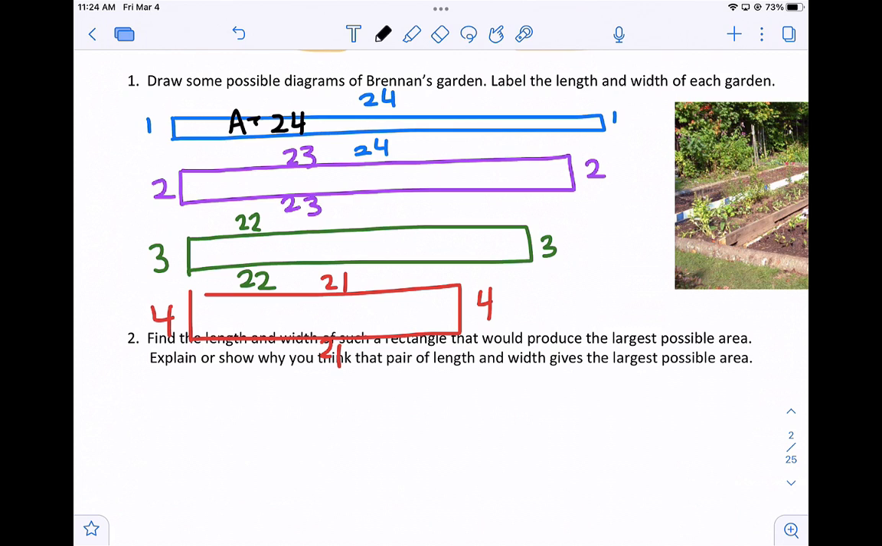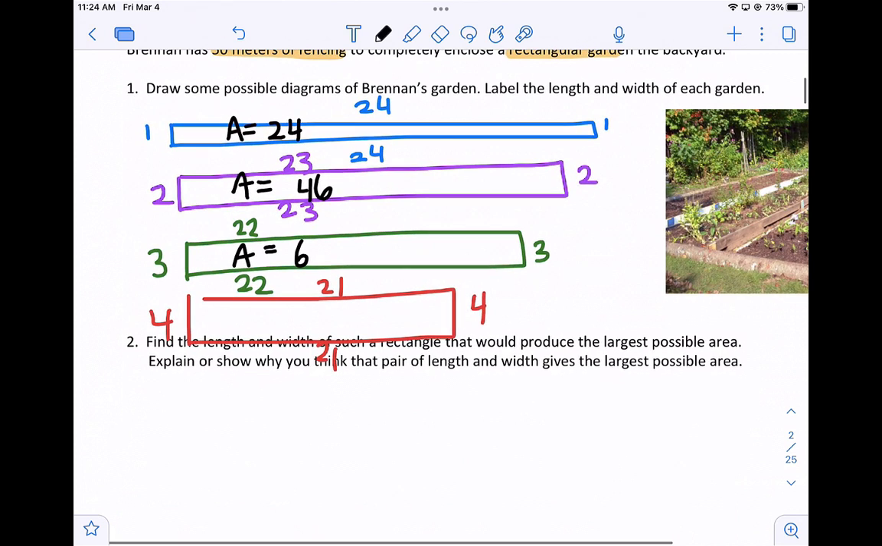The second one, area equals 23 times 2 is 46. 22 times 3, 66. 4 times 21, 84. So we can see our area is getting bigger as this rectangle gets a little bit fatter.